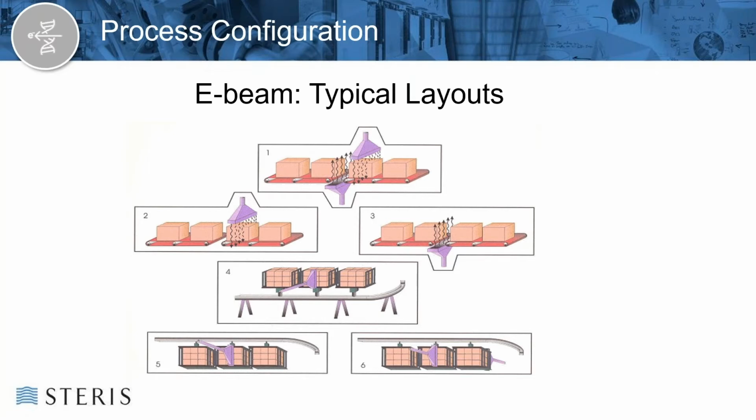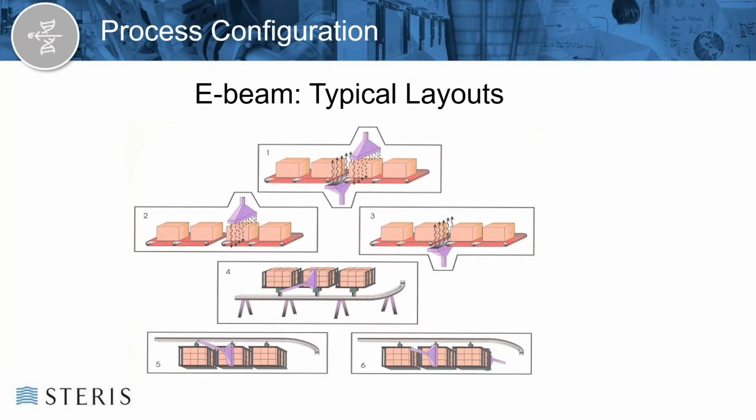This is not to say that you couldn't run your process as a single-sided process. Certainly some industries or some users will choose to do this, but you tend to sacrifice some of the uniformity of dose as a result. Number three is comparable to number two, except you're irradiating from below. Number four is a horizontal beam arrangement from one side.